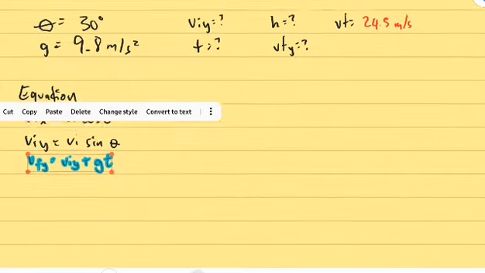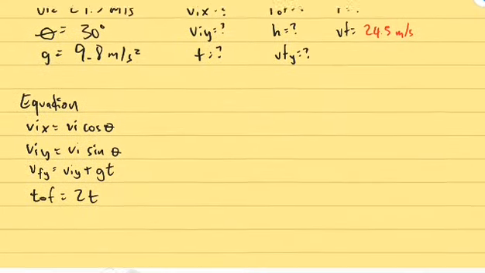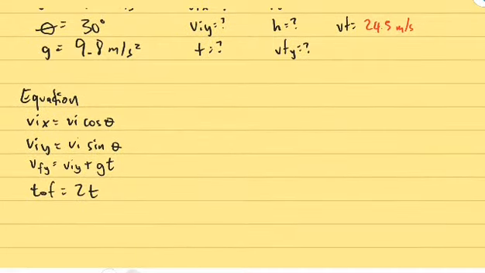Ano pa ba yung hinahanap? Time of flight, times 2 lang yan. So, magiging TOF is equal to 2T. Height. So, height is equal to VFY minus VIY divided by 2G. Pwede natin gamitin yan.